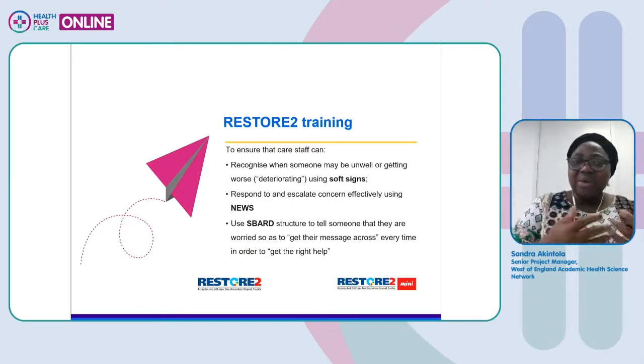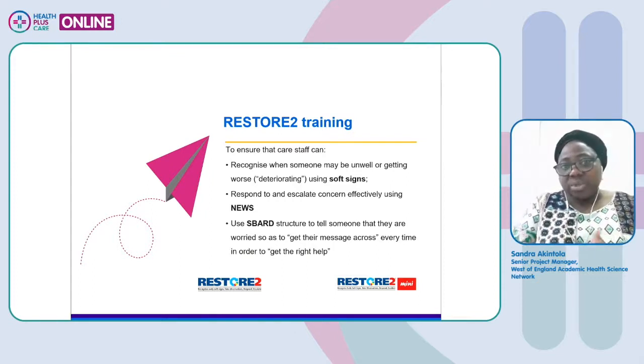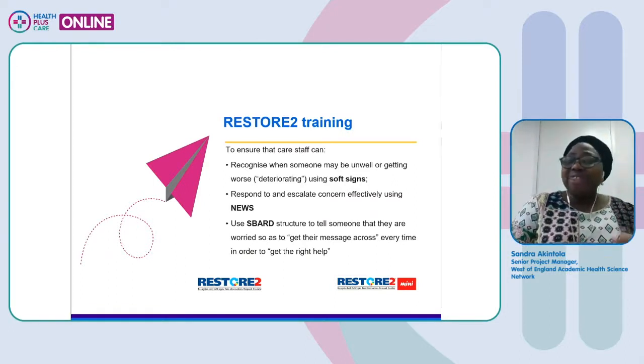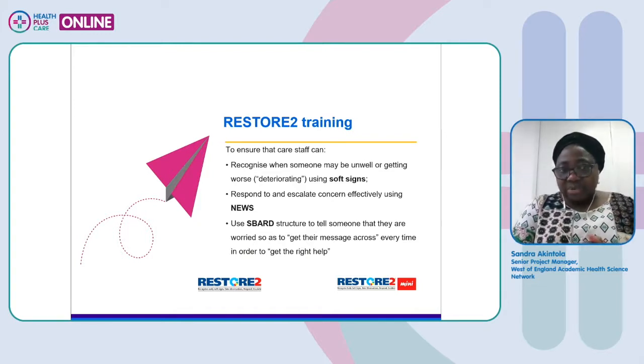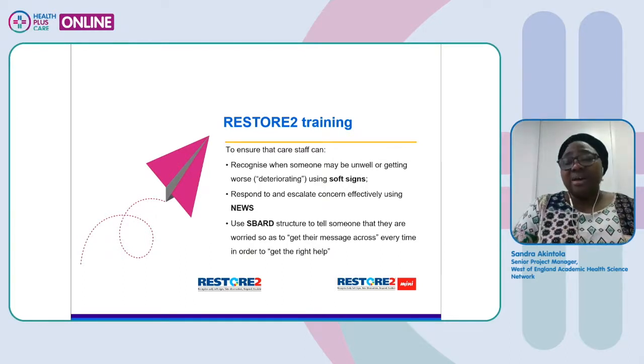In terms of our training, basically we have two to three simple objectives. One is that we want to help carers and families to recognize when anyone they're looking after may be unwell or getting worse, which we also term deteriorating, using soft signs, which Jeff has kindly described in his presentation. We would also like people to respond to and escalate their concerns effectively using the National Early Warning Score, which Jeff also mentioned. And then use SBAR as a structure to communicate their concerns to healthcare professionals every time, so that they can get the right help early for the person they're looking after.